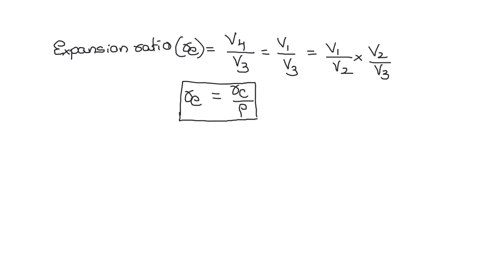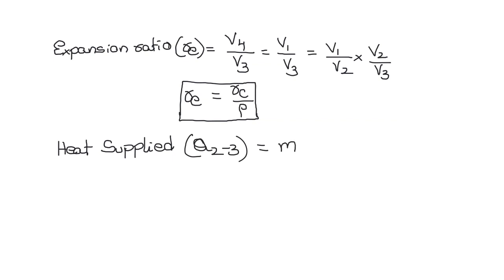Now, let us go for heat supplied. See, in this cycle, heat supplied is during process 2 to 3. So process 2 to 3 is a constant pressure process. During a constant pressure process, heat supplied is m cp (T3 minus T2). So this is the heat supplied. Now let us go for heat rejected.